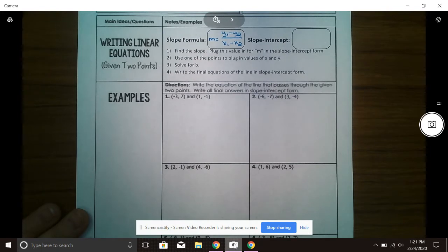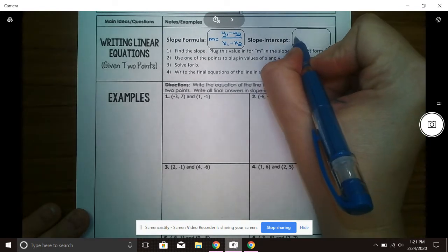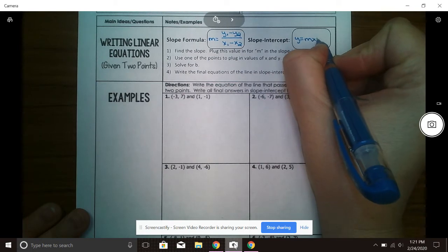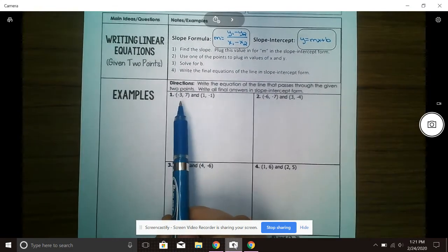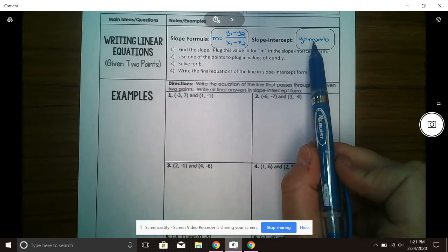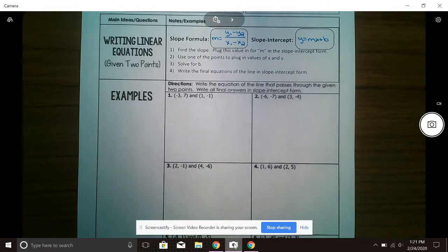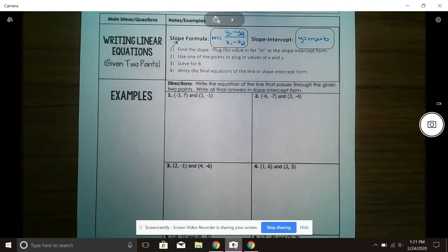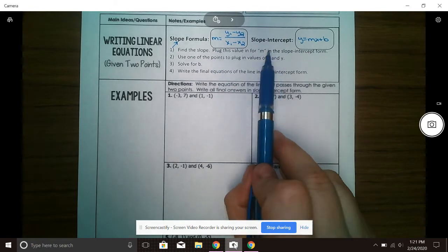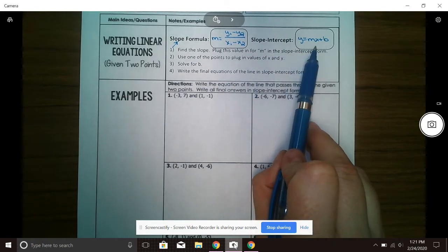We also need to understand the slope-intercept form, which is y equals mx plus b. If we understand these two formulas, we're going to merge them together, and our goal is to write an equation of 2 points in the slope-intercept format. So here are some steps to get us there. Step 1, we're going to find the slope. To find the slope of 2 points, we're going to use the slope formula. Once we finish that piece of the equation, that will be our m in the slope-intercept form.